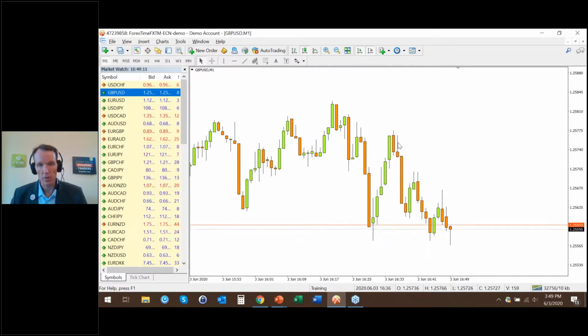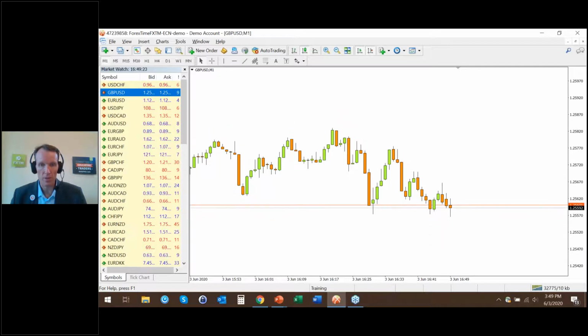What we've got here, I'm seeing a top, bottom, makes a lower top, a lower bottom, a lower top. It's made a lower bottom again. Right, let's see if this one turns around.